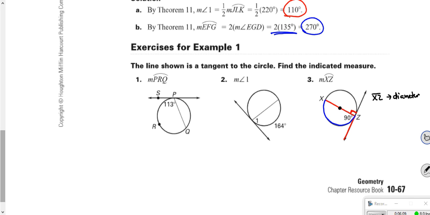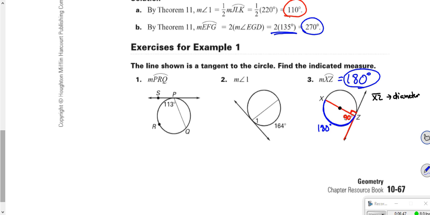Okay, well, if that's a diameter, then that means the intercepted arc is a semicircle. So that's 180. So you can obviously see then that the measure of arc XZ is 180 degrees. So I wanted to start the exercises with that one because I think that's the easiest to see. You can clearly see that if the angle measure is 90, the semicircle here is 180. Okay, I think that's a little easier to see then. That's why the angle's half the intercepted arc.